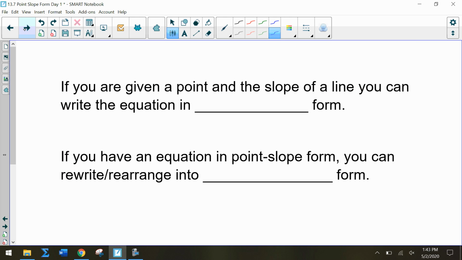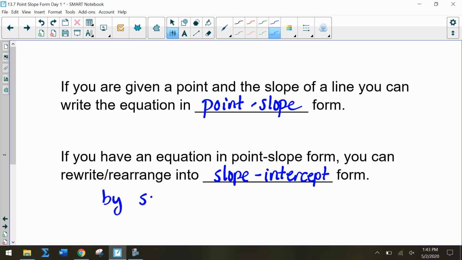So if you are given a point and the slope of a line, you can rewrite it in point slope form. And if you have an equation in point slope form, then you can rewrite and rearrange into slope intercept form by solving for y. And then you can get y equals mx plus b form.